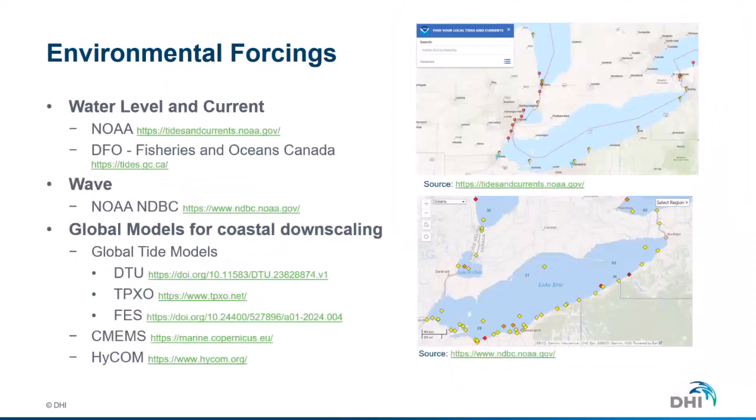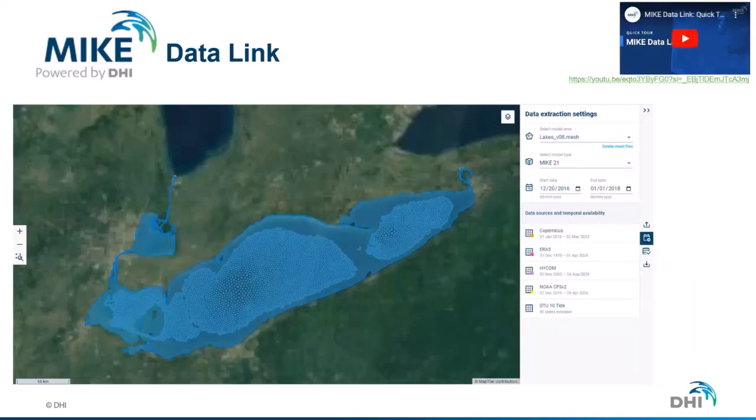And just a few examples of other environmental forcings and data that we will need to build this type of modeling: water level data, wave data, for example, along Lake Erie. And of course, if we are working in coastal and marine models, we can use global models for the coastal downscaling, such as global tide models from DTU, TOPEX, and also global models such as the Copernicus model and HYCOM model. So again, we have a nice tool to grab all of this information and environmental forcings.